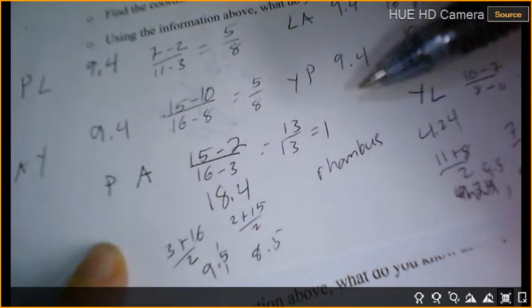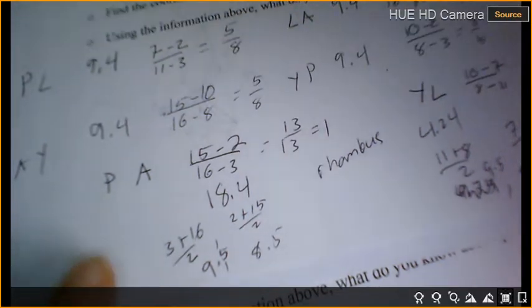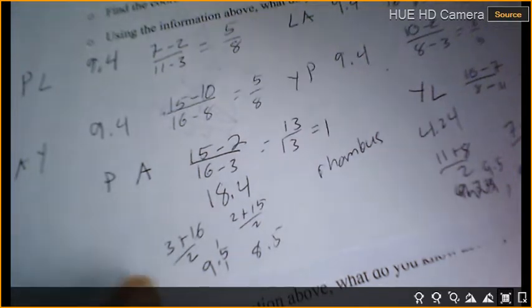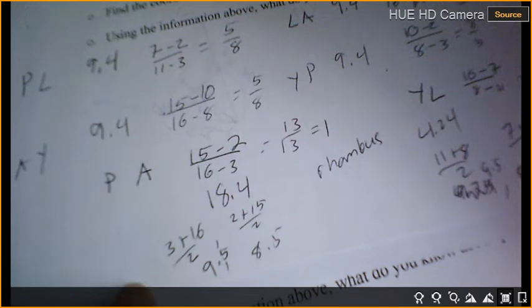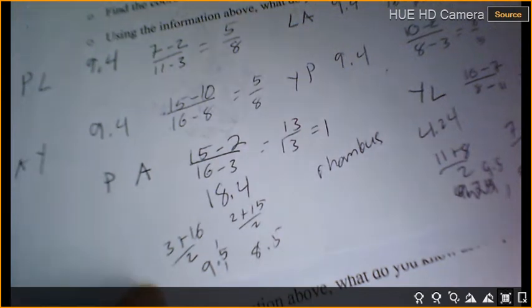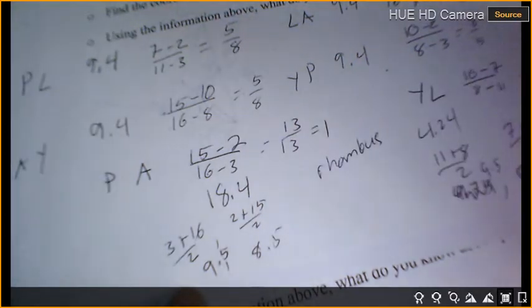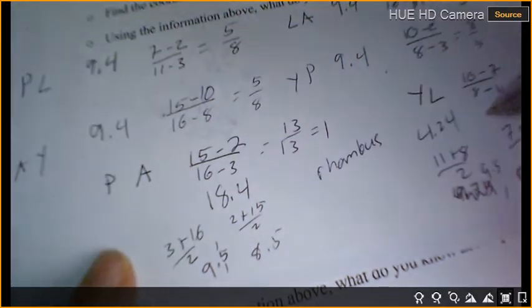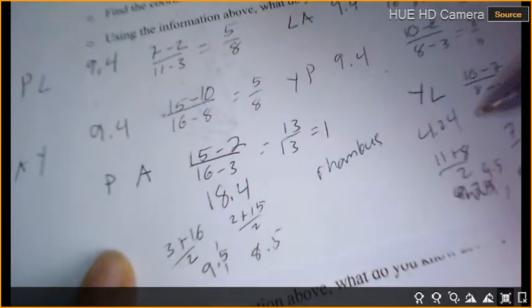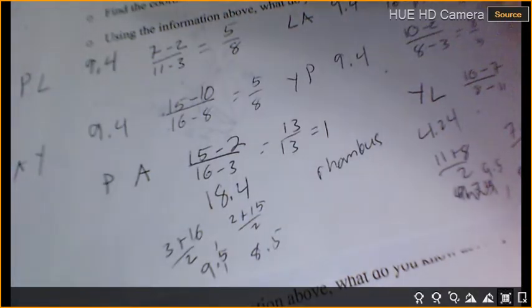PA, slope is 1. LY, slope is 1. The diagonals are perpendicular, and they have the same midpoint, but they are not congruent. One's 18.4 and one's 4.27. The slopes for PL and AY are both 5/8, and the slopes for LA and YP are 8/5.